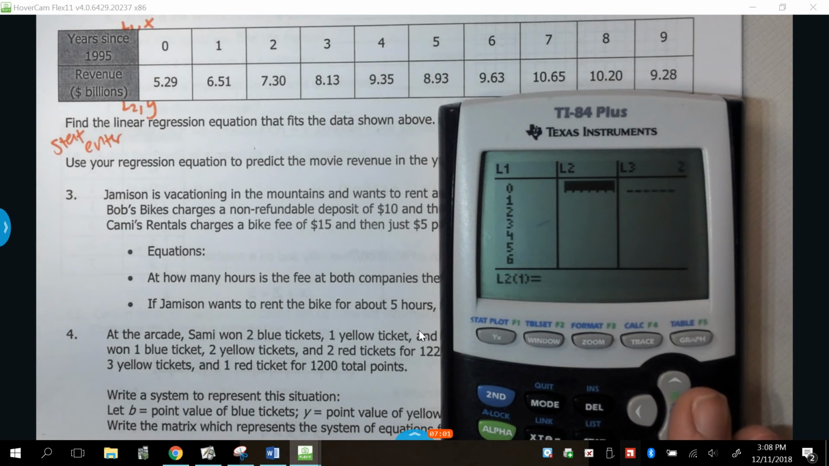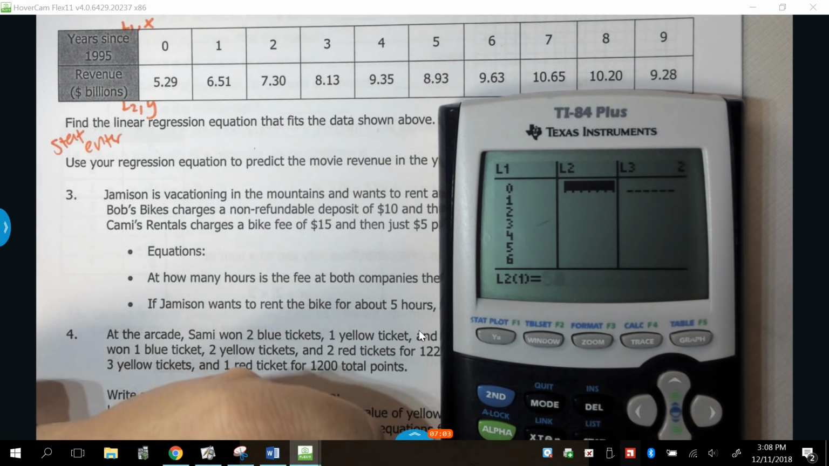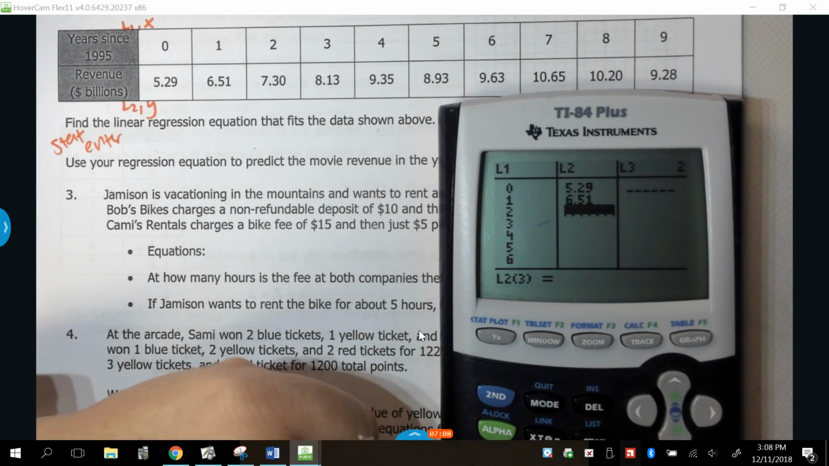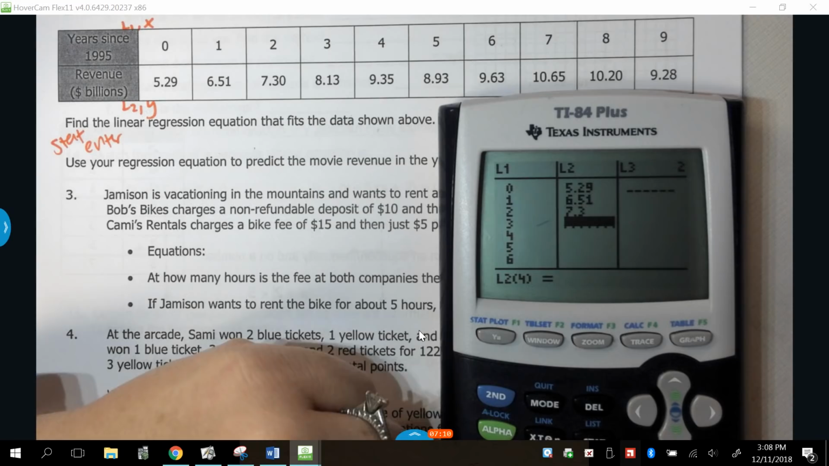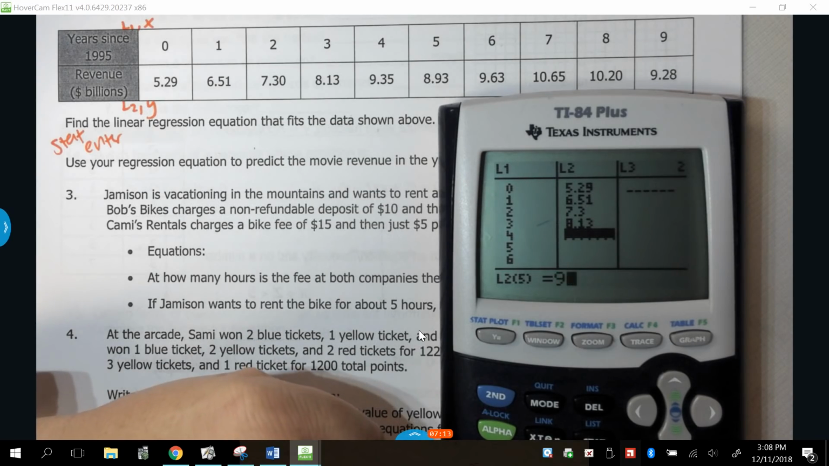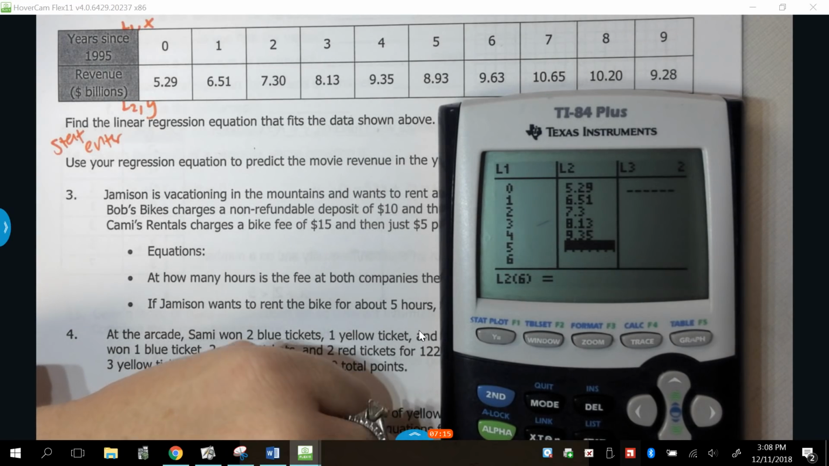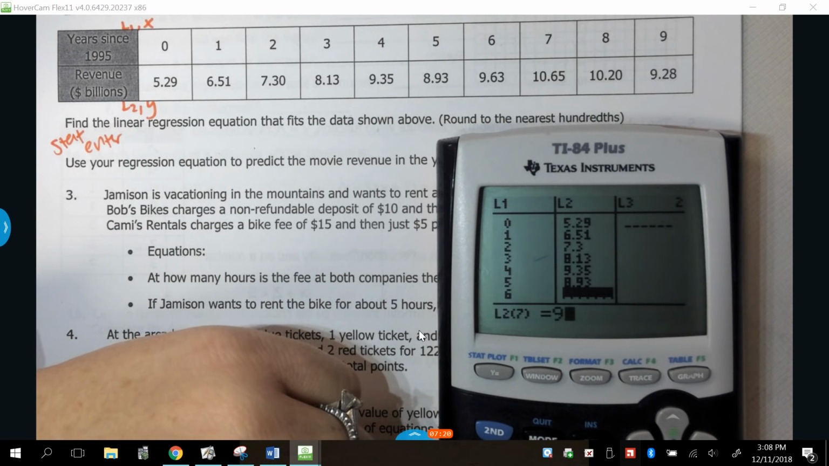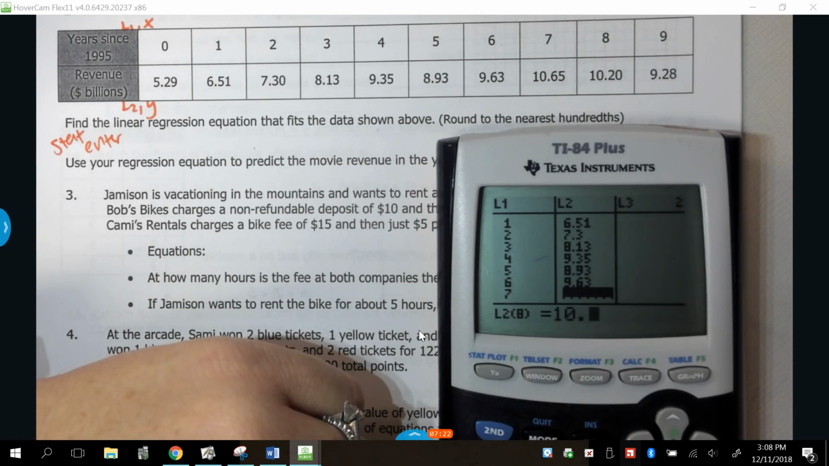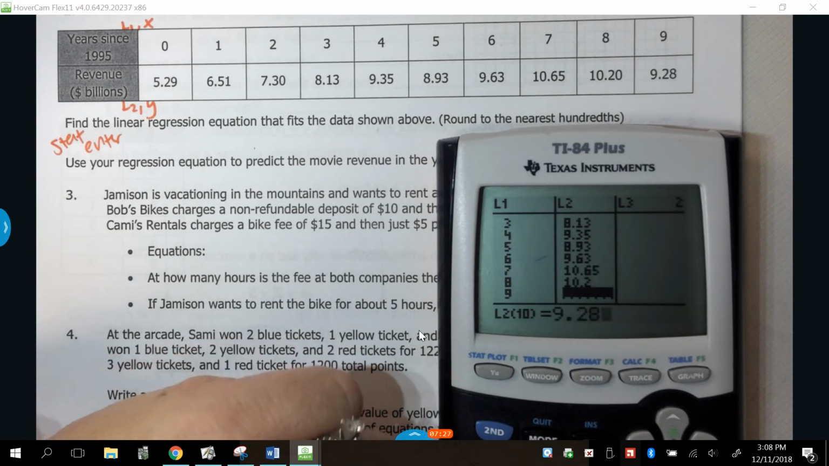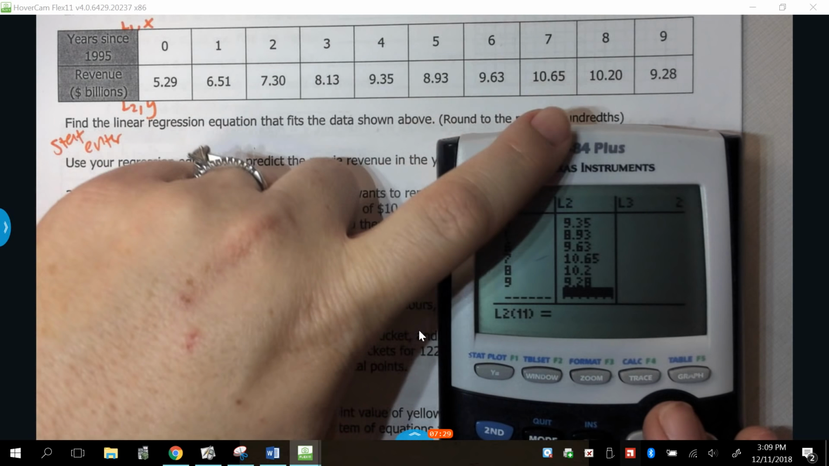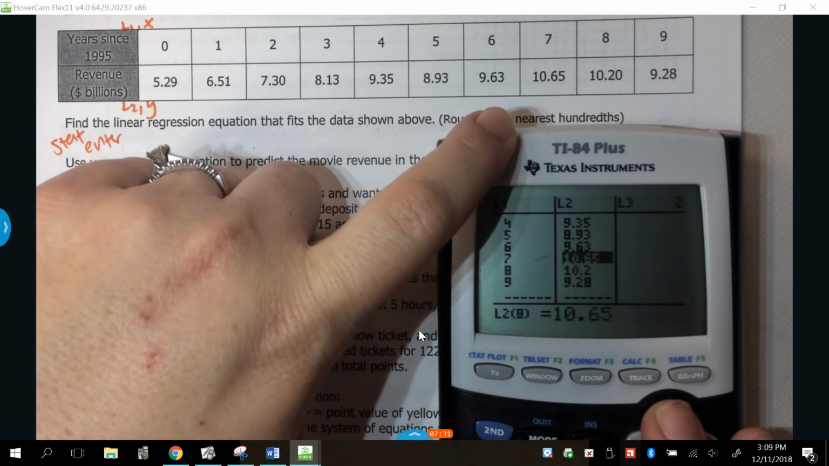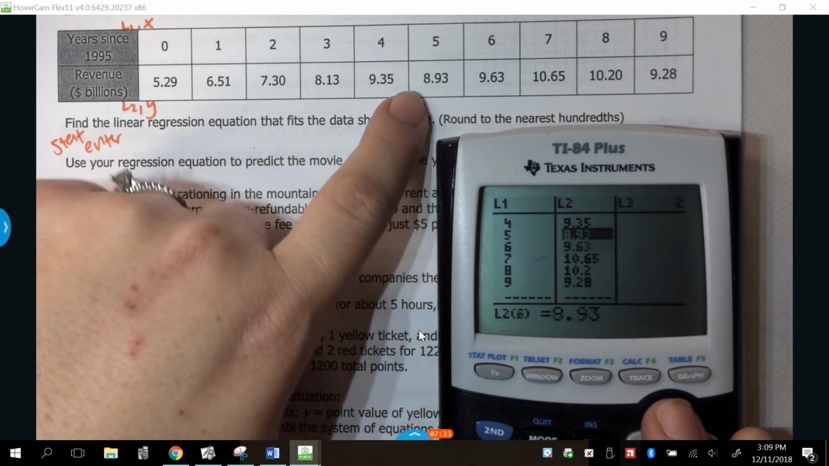So 0, 1, 2, 3, 4, 5, 6, 7, 8, 9, 5.29, 6.51, 7.30, 8.13, 9.35, 8.93, 9.63, 10.65, 10.20, 9.28. Okay, always double check. 9.28, 10.2, 10.65, 9.63, 8.93.